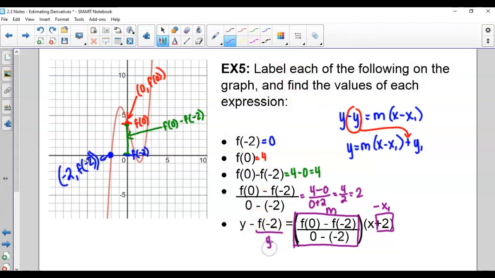But if we're looking at this point right here, we can see that this part right here is my y1. And so this is the equation of a line that goes through the point -2, f of -2. And it has the slope of the line from 0 to -2. So what we're going to label here is this line right here. So I held off labeling that slope because I knew we were going to draw this line right here. So we'll label that instead. I'm not going to write this whole thing, but this goes right here.